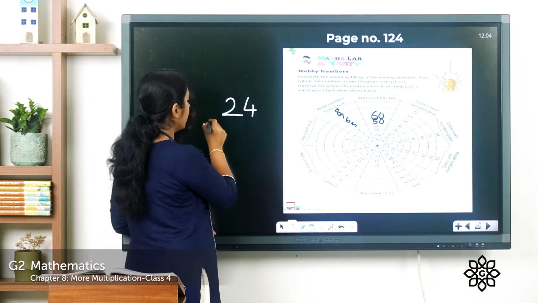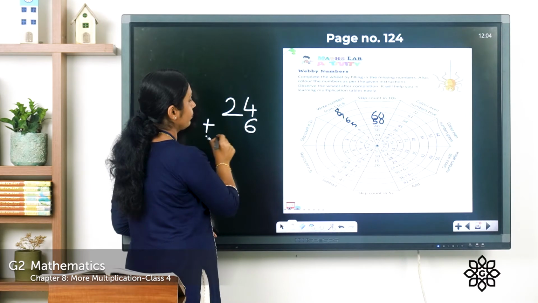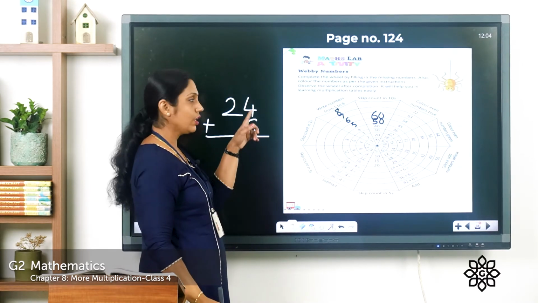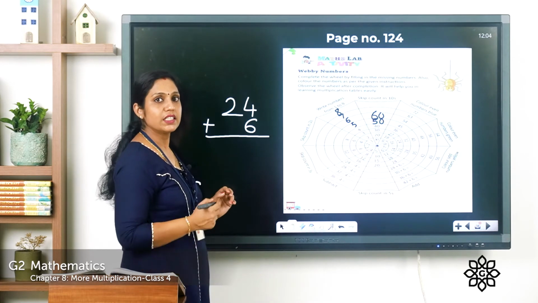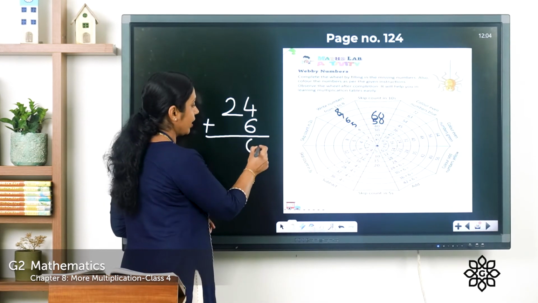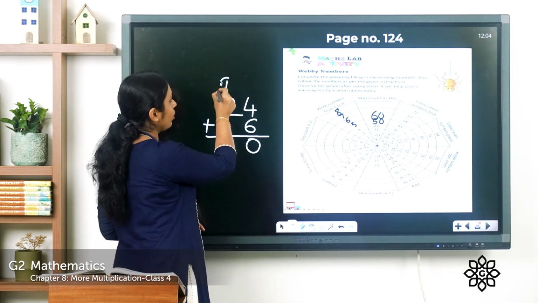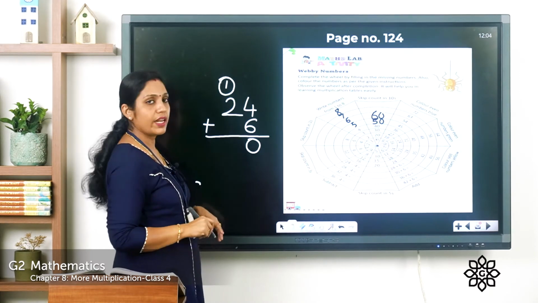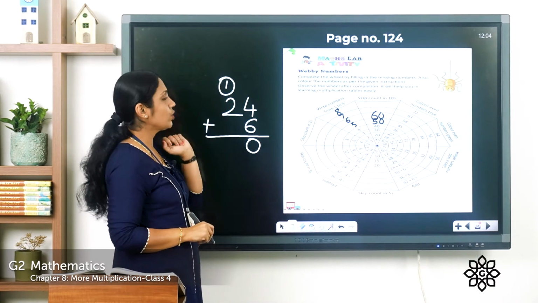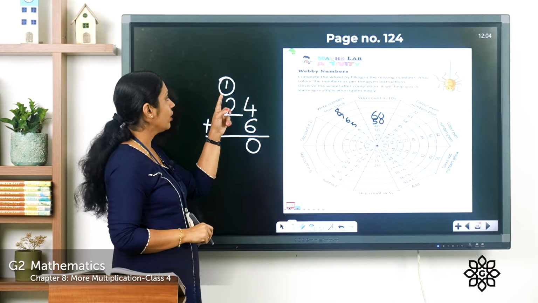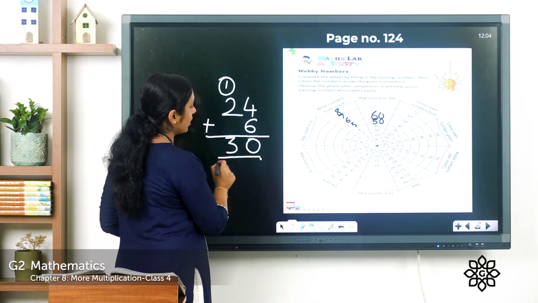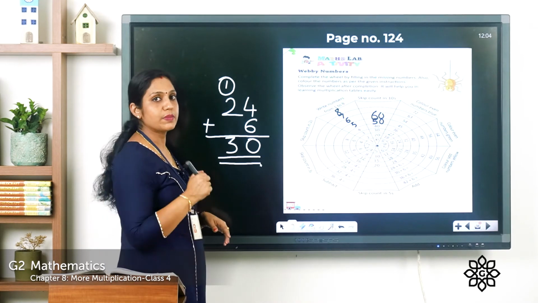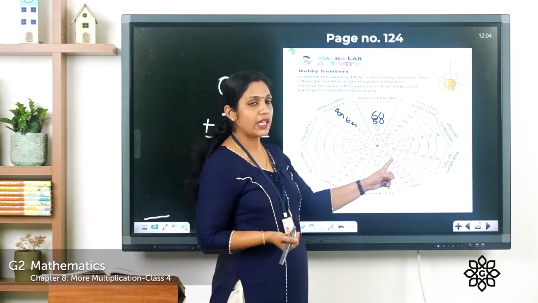24 plus 6. So first we have to start from the ones place. So 4 plus 6 is 10. Write 0 here in the ones place. 1 will carry over to the tens place. Next we have 1 and 2 here in the tens place. So we'll add 1 plus 2 is 3. So it is 30. Likewise, you can do the sums in your notebook and write down the answer here.